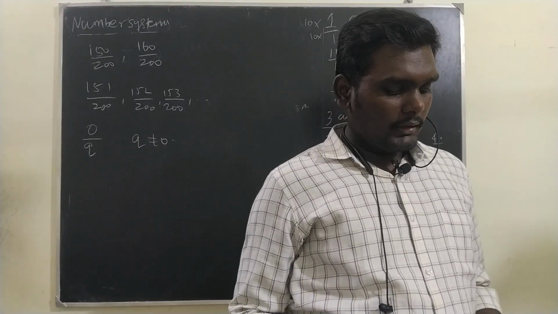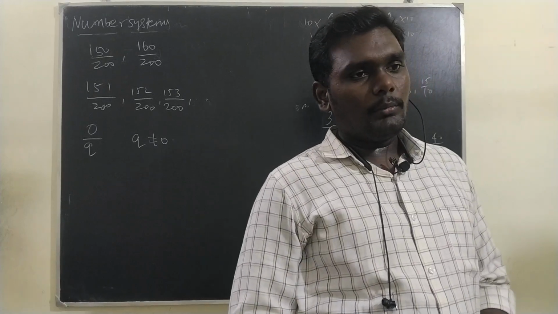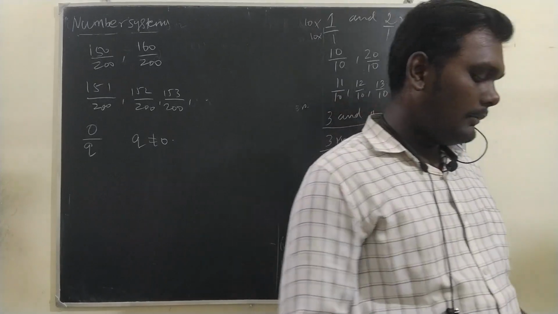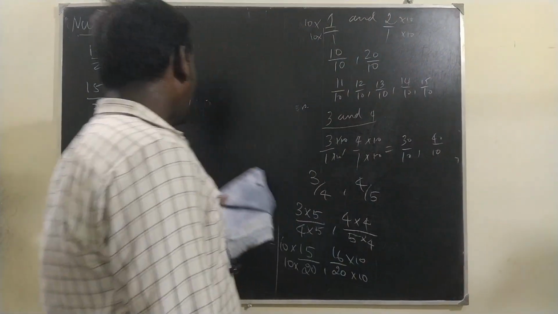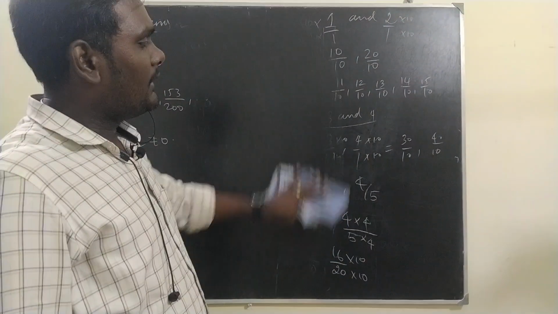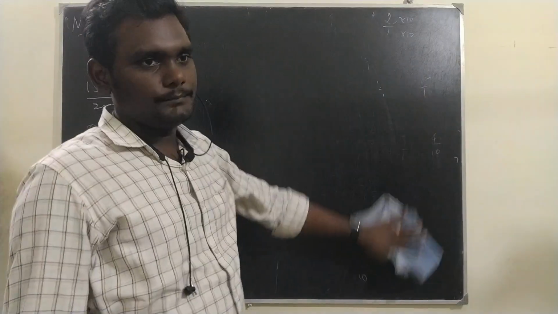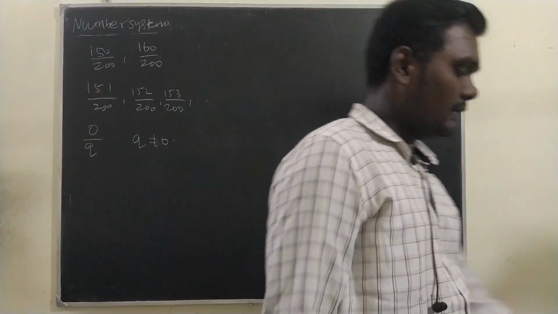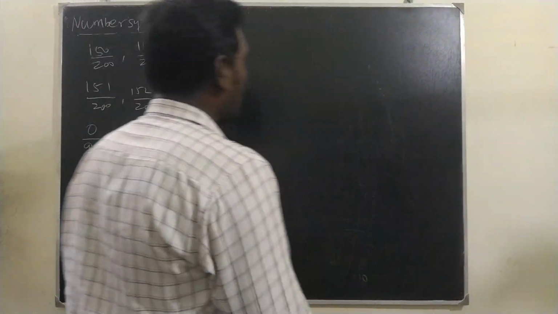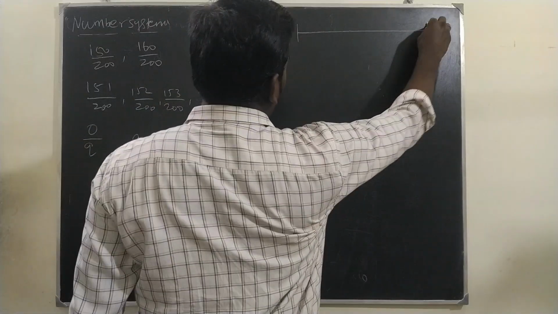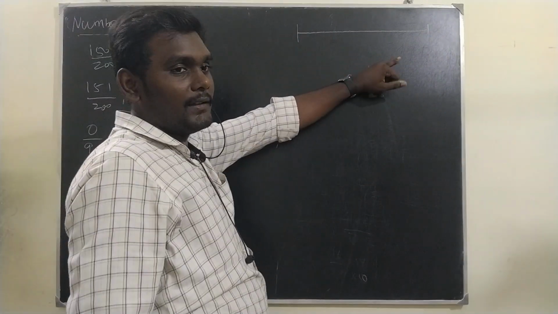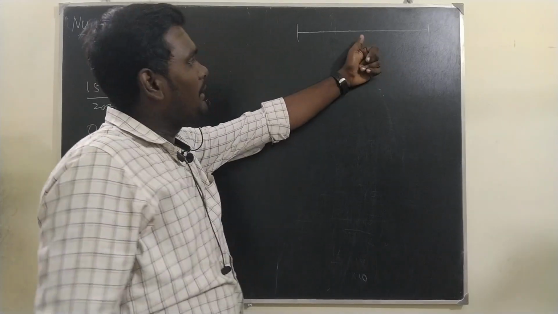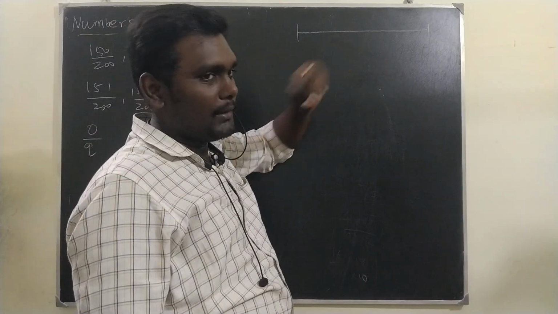Next, this exercise 1.2 is fully based on representing the irrational numbers on the number line. As we discussed in the session, I am doing the revision now. What is a number line? A straight line in which each point on the line represents a number. As we have infinite points on the line, we have infinite numbers.